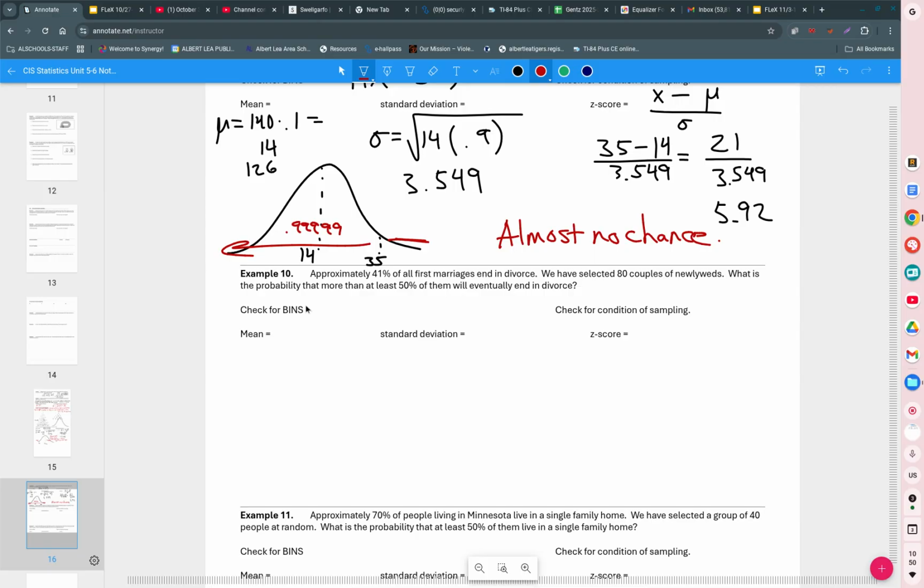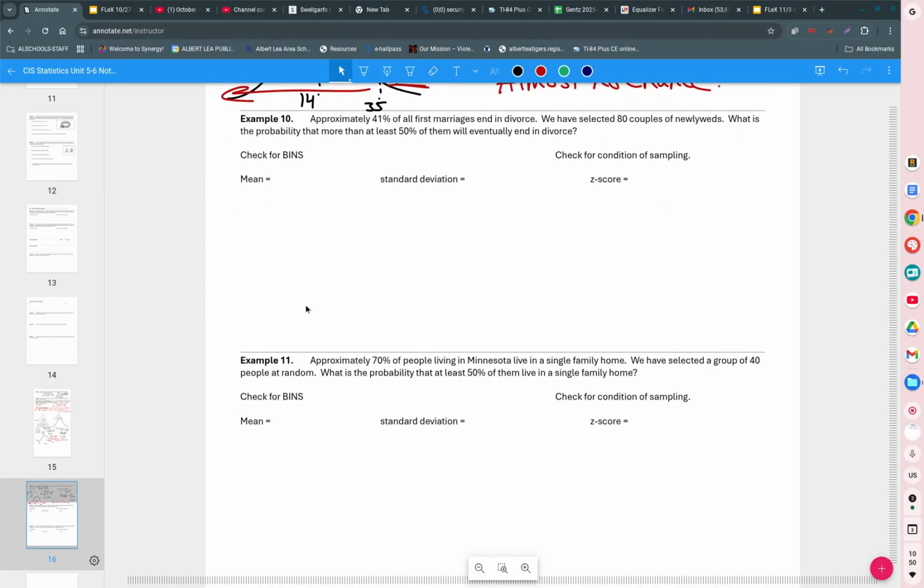It's tougher for me to come up with these problems on the fly than it is to come up with some of the other problems. But I don't think that these two work out in that kind of way. Approximately 41% of all first marriages end in divorce. We have selected 80 couples of newlyweds. What is the probability that more than 50% of them will eventually end in divorce?